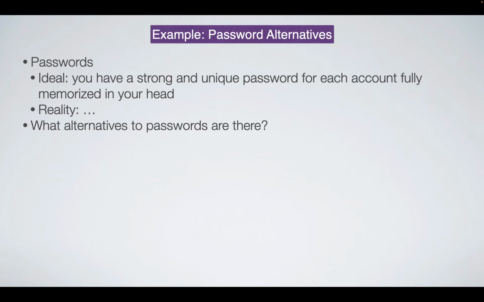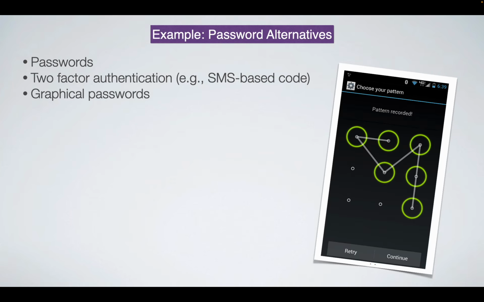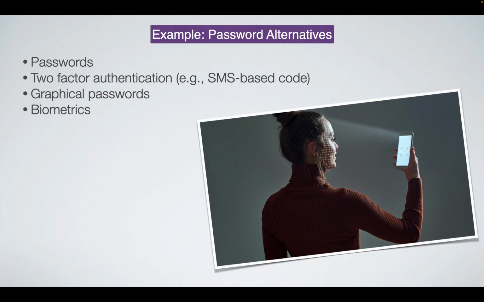Okay, so I think we did pretty good. There's a few I can think of, but let's go through them. Okay, so two-factor authentication. This could be based on text message, but there are other ways of doing it as well. Graphical passwords, like a swipe pattern. Biometrics, so Face ID, fingerprints, that type of thing.